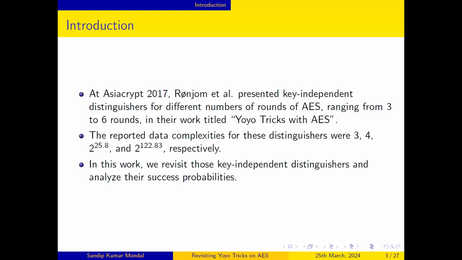So at Asiacrypt 2017, Rønjom et al. presented key independent distinguishers for 3, 4, 5, and 6 rounds, and the complexities are 2^25.8 and 2^122.83. Now, in this work, we revisit 5 and 6 rounds and find the success probability of these algorithms.